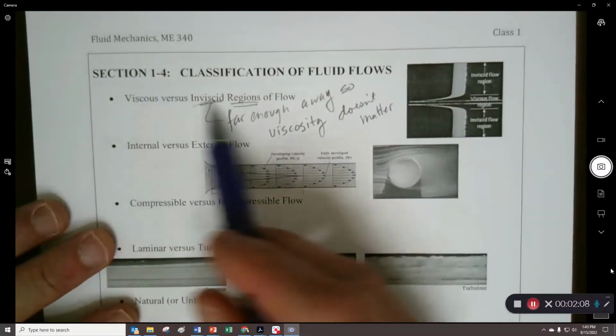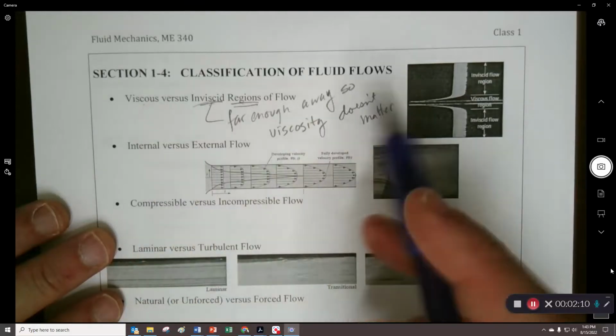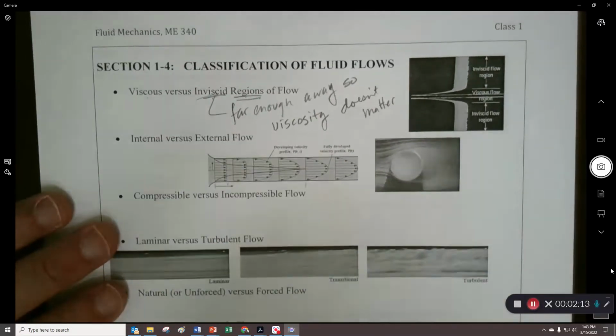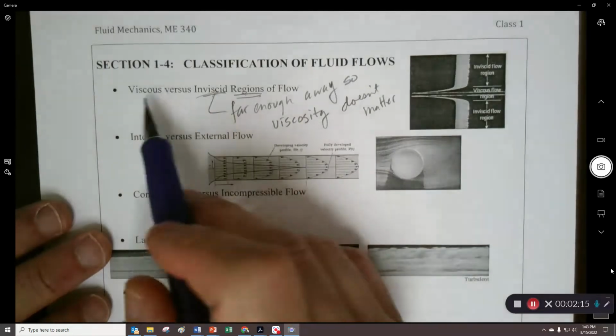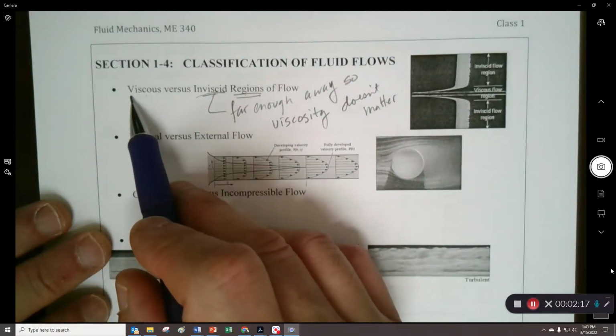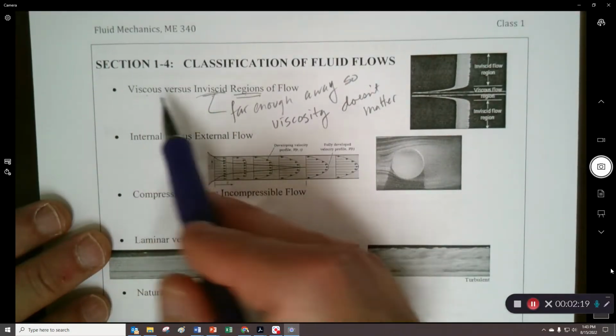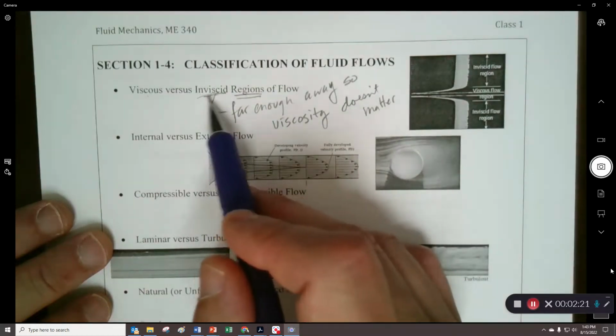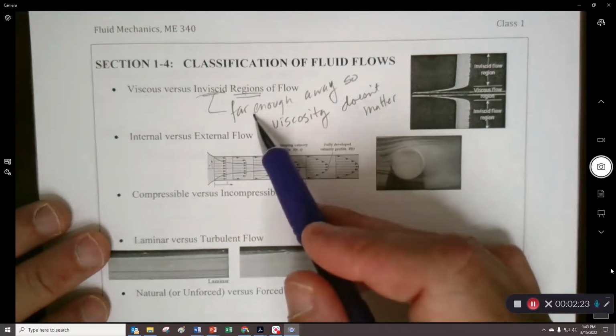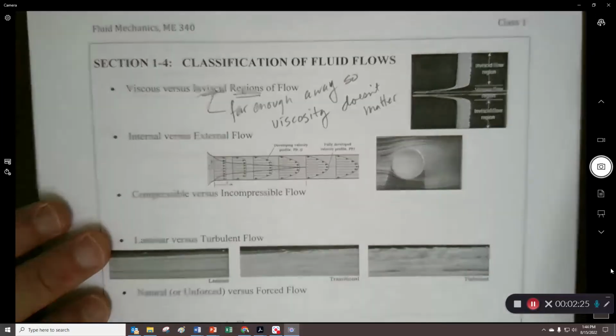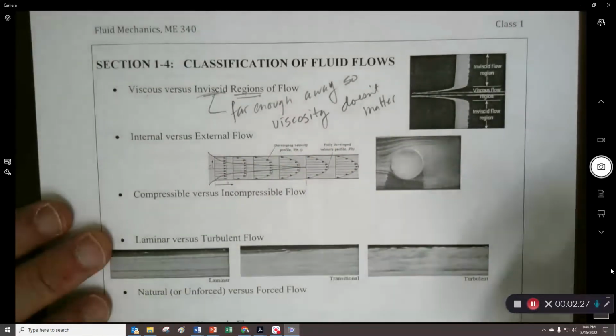So that's one way. When we're classifying particular things of fluid flows and we want to analyze them, we need to start out by deciding whether what we're analyzing is viscous, meaning the viscosity matters, or inviscid, or can be treated as inviscid because the viscosity doesn't come into play in the solution.